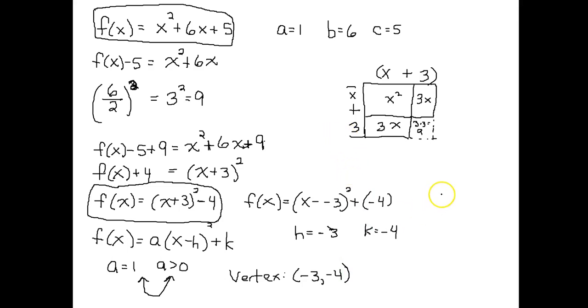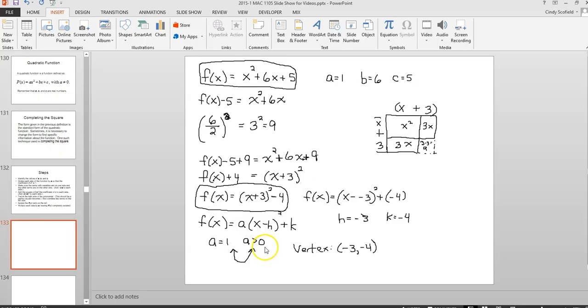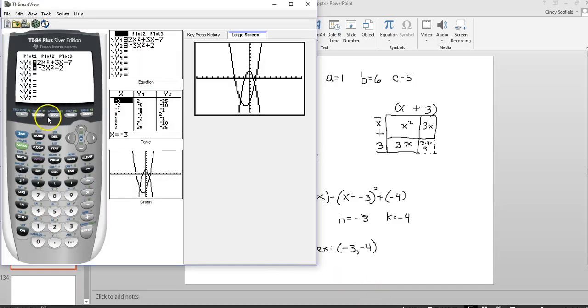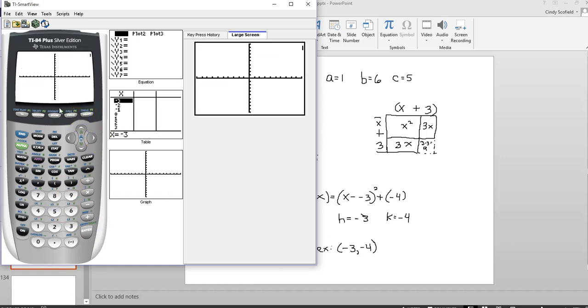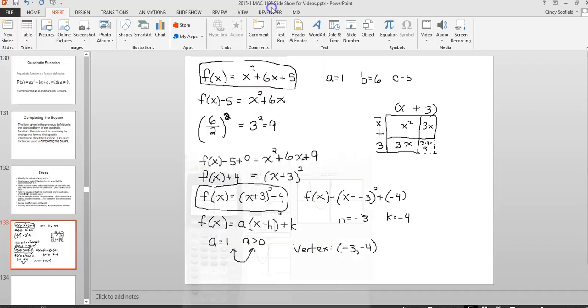Okay, let's put it into the calculator and look at it. X squared plus 6x plus 5. You hit graph. Ta-da. Here's the vertex at -3, -4. And as we thought, it's cupped up. It's concave up, which means it's going to hold water. So that tells us a little bit about that function.